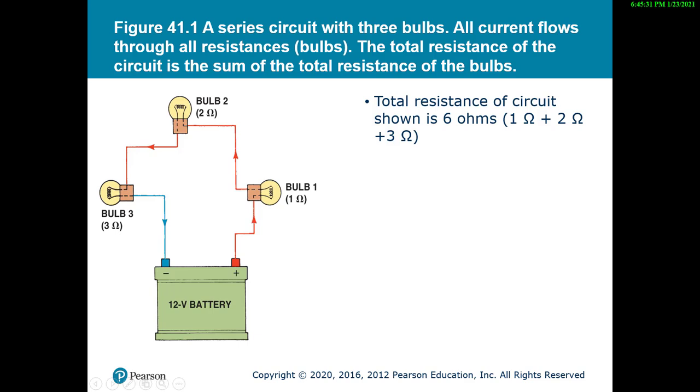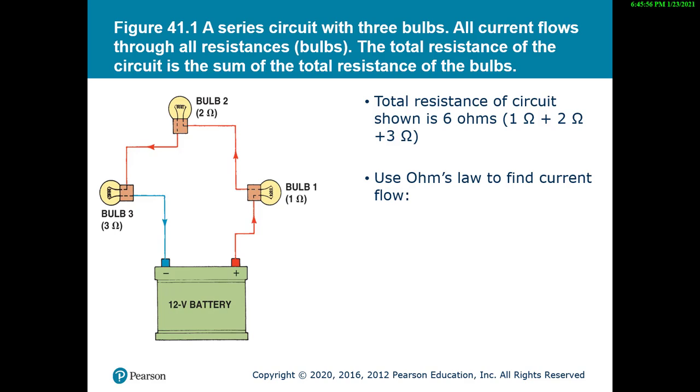To find RT, which is total circuit resistance, in a series circuit, we have to add the ohms. So that's pretty easy math. 1 plus 2 plus 3 is 6. So we have a total circuit resistance of 6 ohms, or RT equals 6. We would then use Ohm's law to find out my current flow.